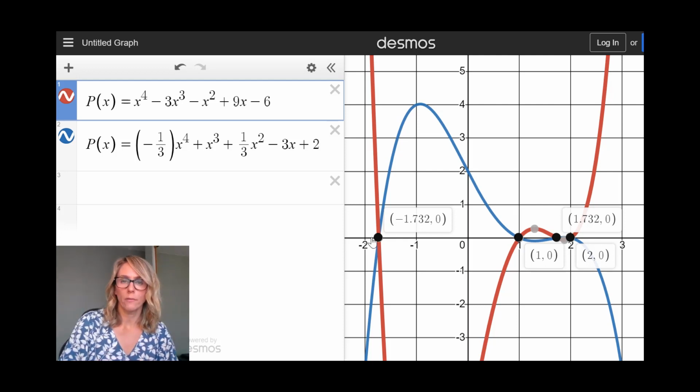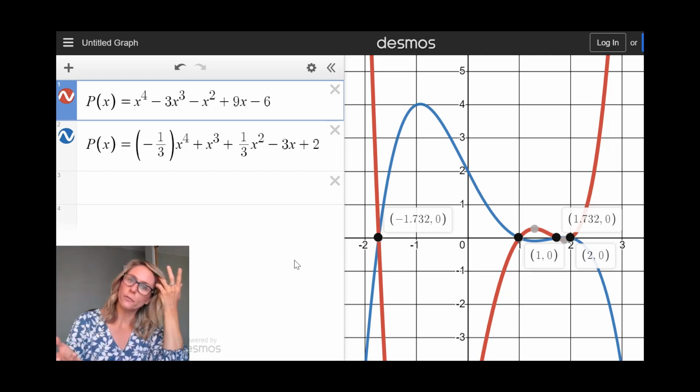So notice we have negative square root 3, in decimal form, and this is positive square root of 3. We have the zero at 1 and the zero at 2, where we're crossing the x-axis. Then we notice our function that's in blue. This is the function where we found that a is -1/3, but it's just a number that's being multiplied by every term in that polynomial, the red polynomial.